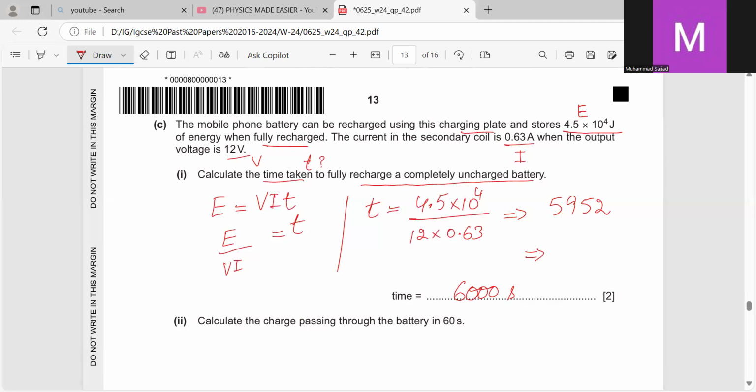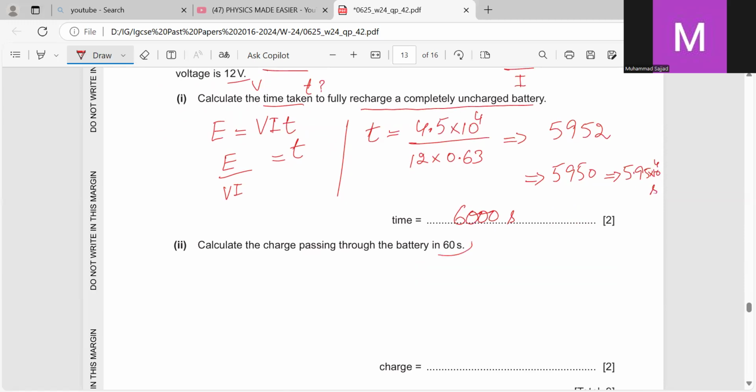It is more suitable to write 6000 seconds to the nearest thousand, or even you can write 5950, or even you can write 5.95 times 10 raised to power 3 seconds. So anyway, the answer is correct. In this case, the answer will be roughly 6000 if we are going with the nearest thousands.